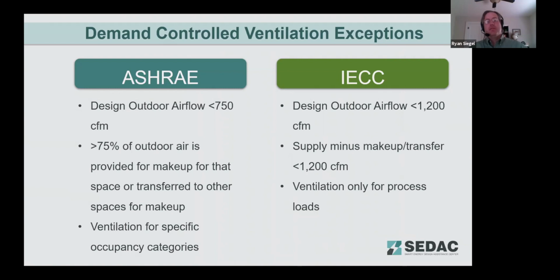Here, noting that we've got several different exceptions for demand control ventilation, or DCV. IECC has a higher threshold for DCV than ASHRAE does. However, ASHRAE does exclude DCV for several occupancy categories. Some of these may include correctional cells, daycare, sick rooms, science labs, barbers, beauty and nail salons, and bowling alley seating. So if you're in some of these special occupancies, you may have DCV exceptions with ASHRAE, which can be useful to you.